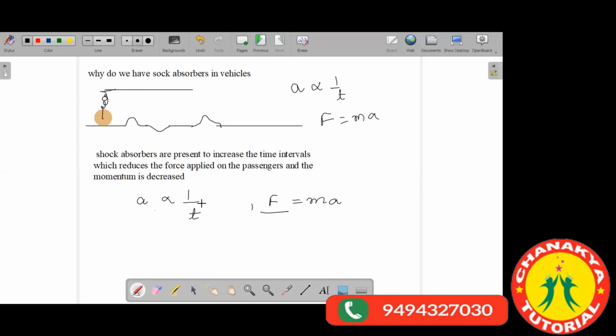Got it? Anyone having any doubts? Anyone having any doubts?